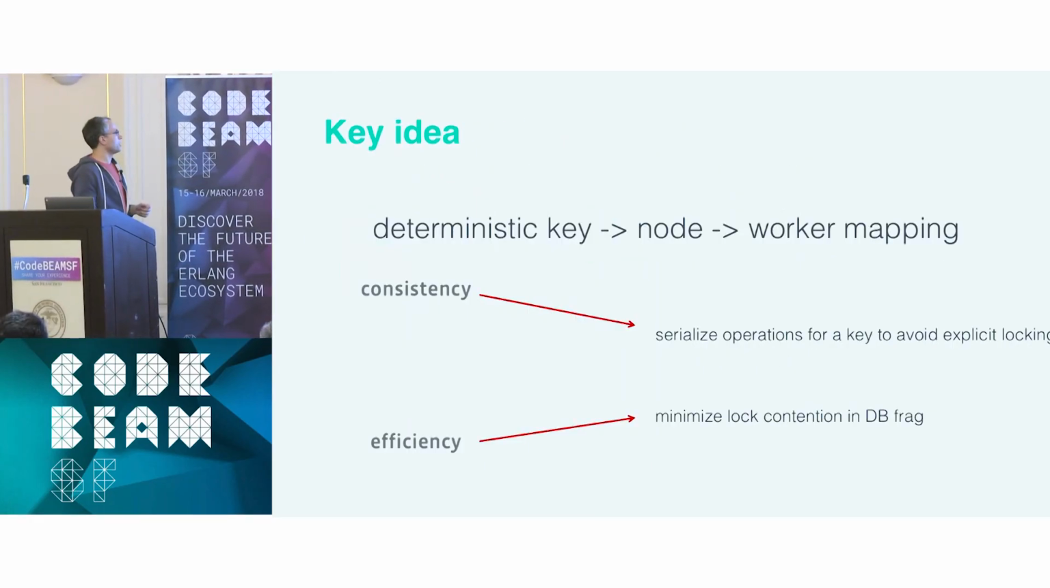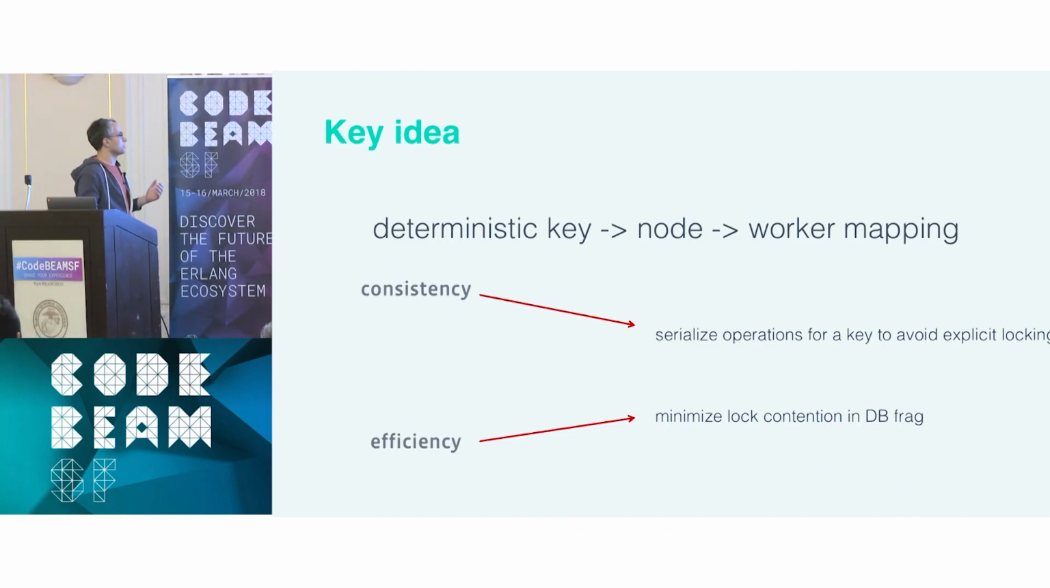And this is actually the key idea behind this whole DB setup. Essentially, what we're trying to achieve by this deterministic key to node to worker mapping is pushing locking and serialization to a higher application logic, and therefore avoiding more complicated and expensive locking primitives and locking operations.